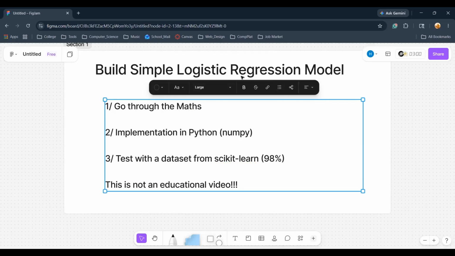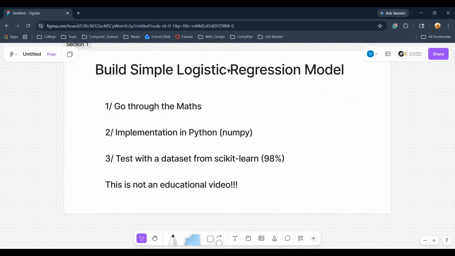In this video, we're going to build a simple logistic regression model. First, we'll go through the maths. Secondly, we will implement this model in Python using the NumPy library. And finally, we will test it with the breast cancer dataset from scikit-learn. This is fairly easy, so we achieved 98% accuracy.